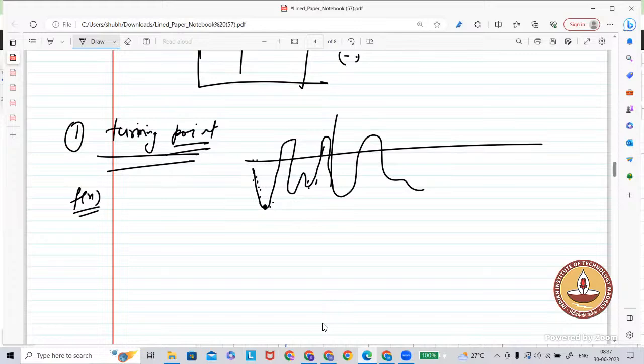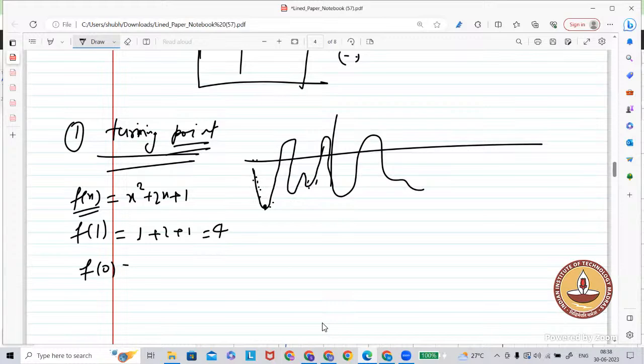I think sir has taught about increasing and decreasing also. A function is said to be increasing. Suppose you have the function f(x) = x² + 2x + 1. Let's discuss. If you substitute x = 1, what you will get here? This is 1 + 2 + 1, which is going to be 4.